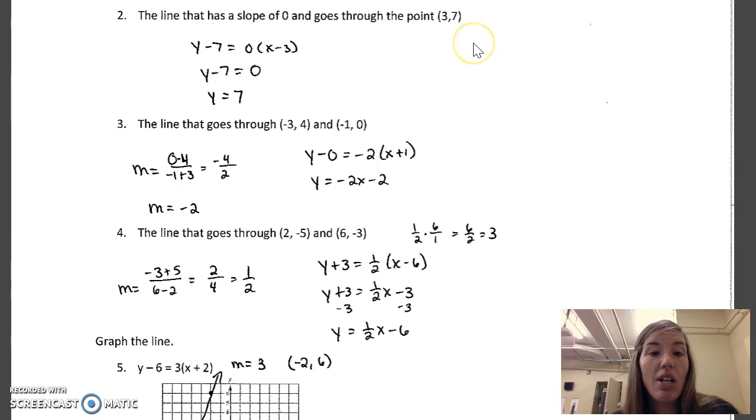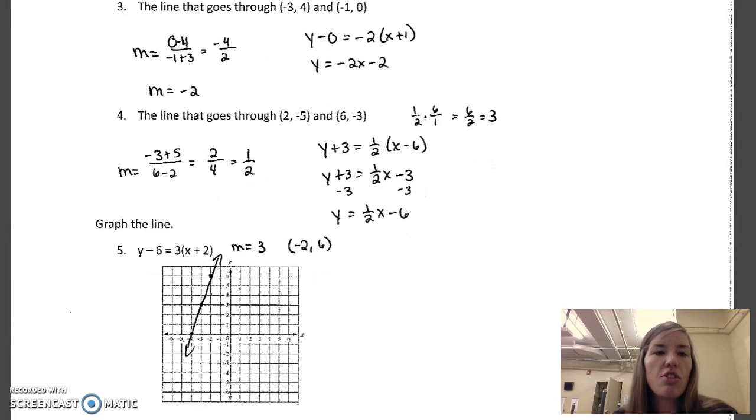Number two has an interesting thing going on right there that we're going to talk about later on today when we get to the notes. So right there you have a slope of 0. This should make things really easy. If you multiply by 0, everything on that side becomes 0. And so all you have to do is add that 7, and you get y equals 7.